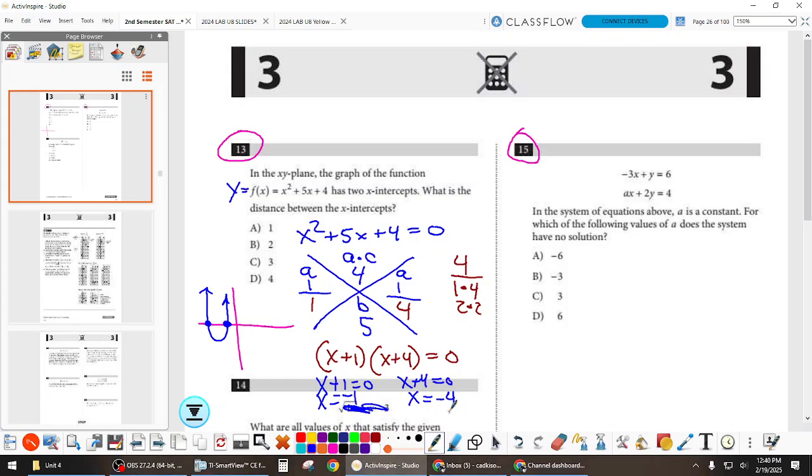Those are our two x-intercepts, -1 and -4. How far apart are those? They are 3. How many of you got that without guessing? Correct? How many of you feel like you should have, now that you see what it does? Like we've done this a lot, right? Why do they write it like this? Why do they say what's the distance between them? Why do you think they do that?